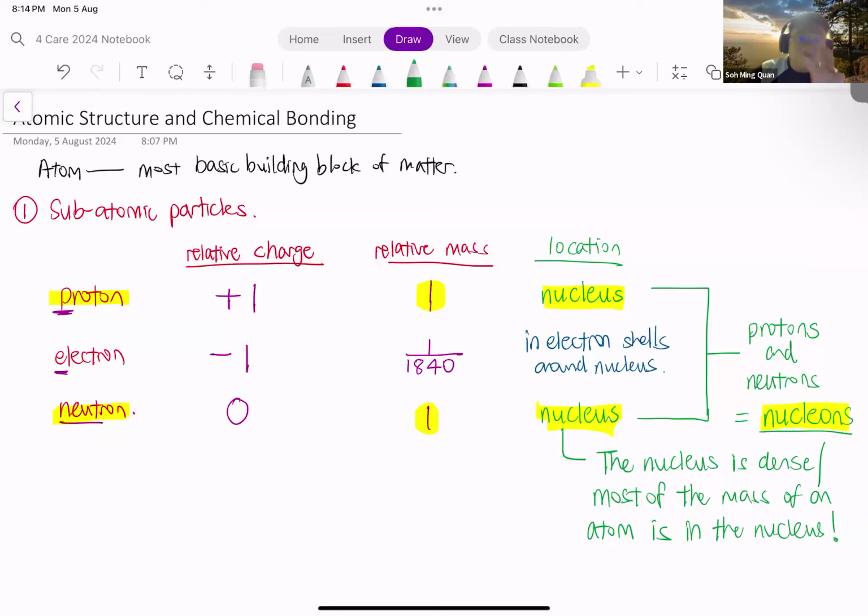Okay, the mass of an atom is mostly concentrated in the nucleus, and that is logical because the nucleus contains protons and neutrons, which have a relative mass of 1. This is much heavier than an electron. So a simple table with relative charge, relative mass, and the locations can actually lead to a relatively large number of applications that you need to know about.